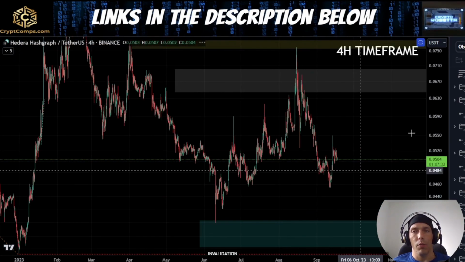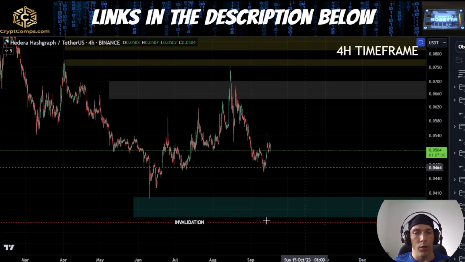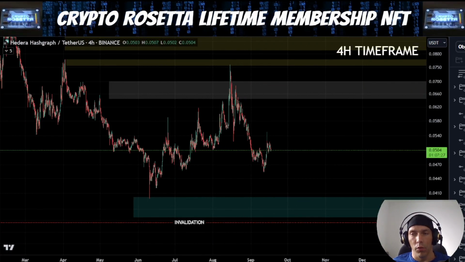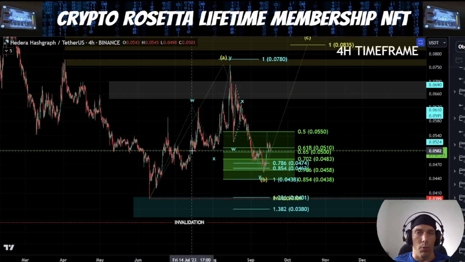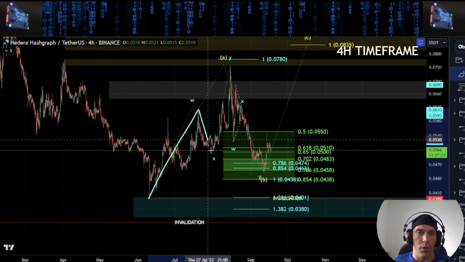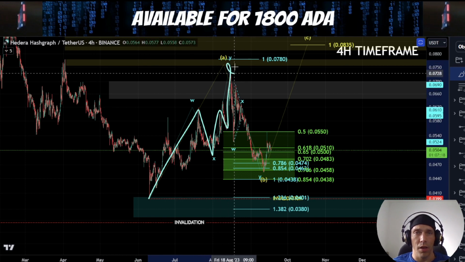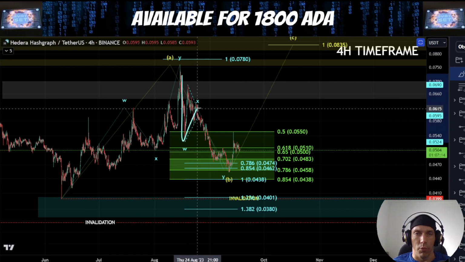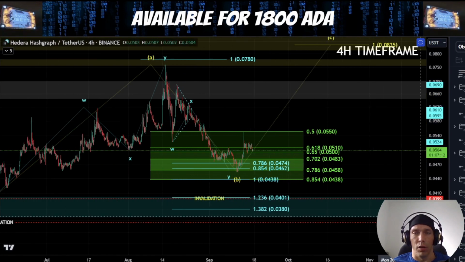Now, the other way that we can look at this structure, instead of trying to count this as a 5-wave structure to the upside here, is that we could also argue that this move to the upside is just corrective, and we are looking at this as W, X, A, B, and C up into this as a Y wave. And then we're looking for this as a potential W, X, and a Y to the downside once again.